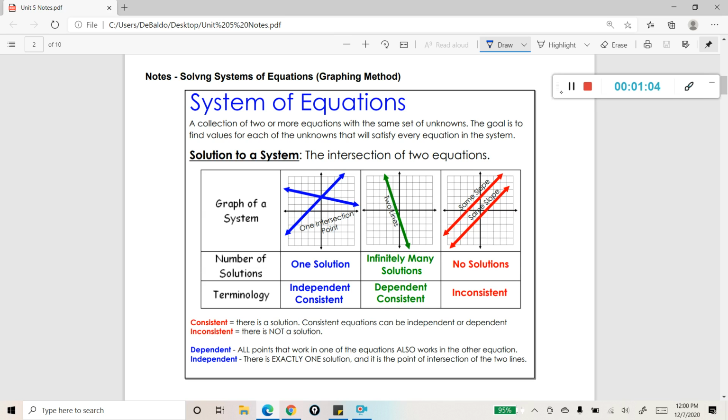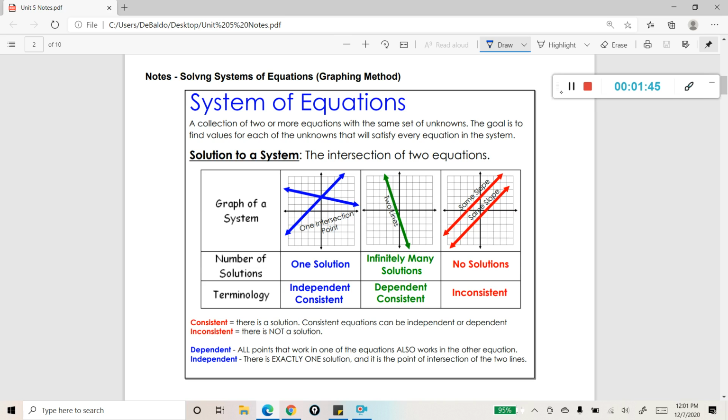And the first thing I want you to take a look at is that first row where it says the graph of a system. So when you have two equations or a system and you graph them, you can end up with three different outcomes. The first one is the one in blue, and you can see that it has one intersection point, okay? Then if you look at the second one in green, you can see that we have two lines that are right on top of one another. This means that you have infinitely many solutions or infinitely many locations where they intersect each other.